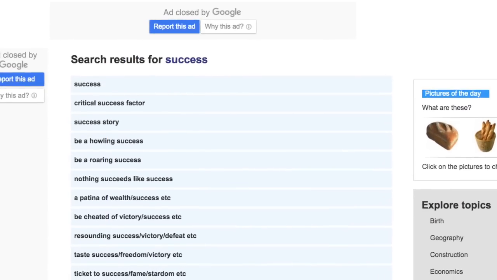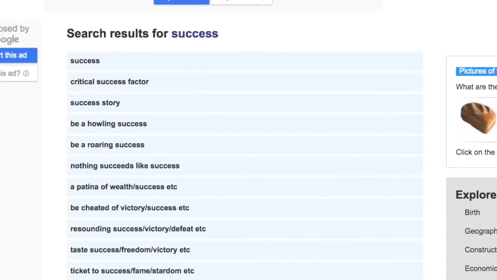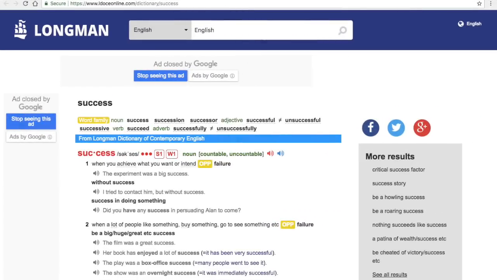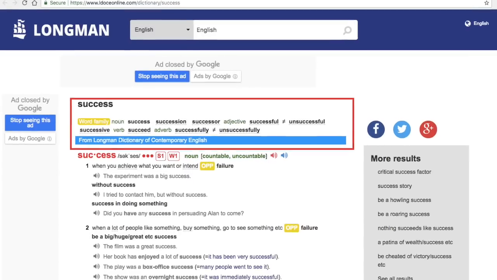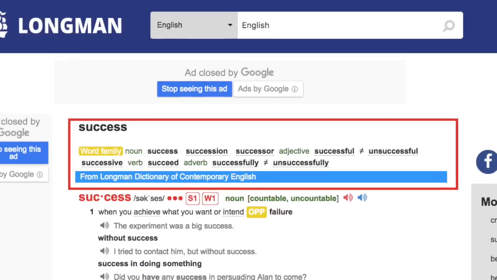I find this a bit annoying because learners don't need all that information. Plus, we get all results right here anyway. It's just an extra click, unnecessary click. But that's me nitpicking. Here at the top we see the word family of success.